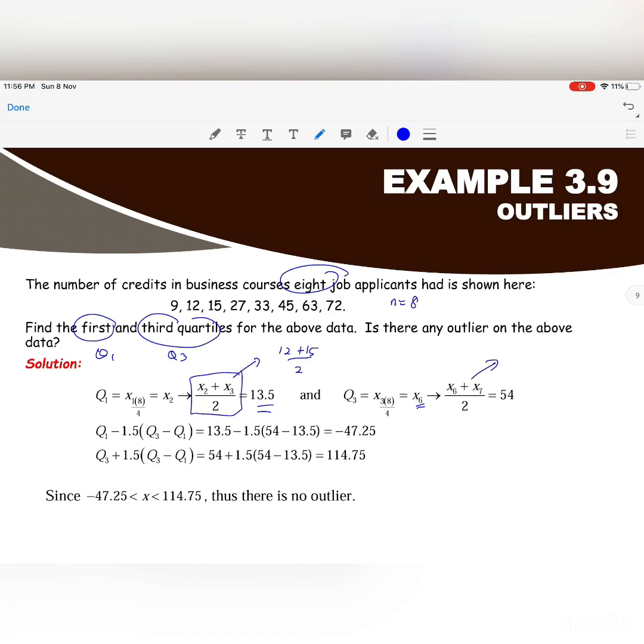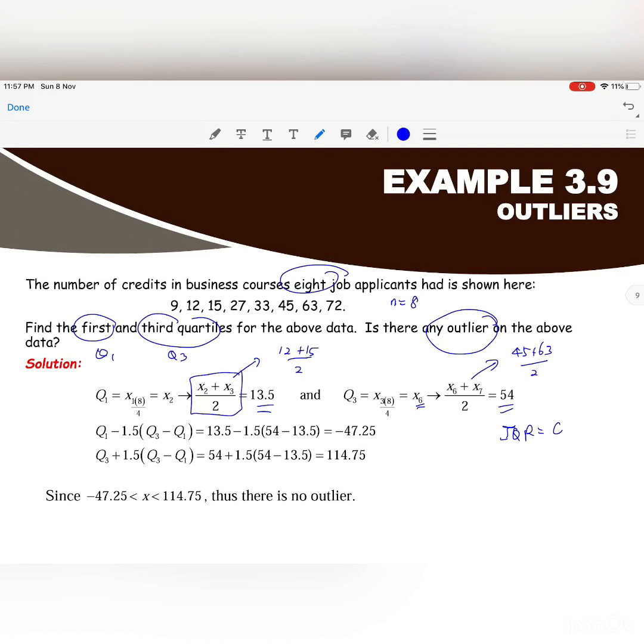For Q3, because we get the whole number here, so X6 plus X7 divided by 2. So here actually 45 plus 63 divided by 2. Then we get 54.